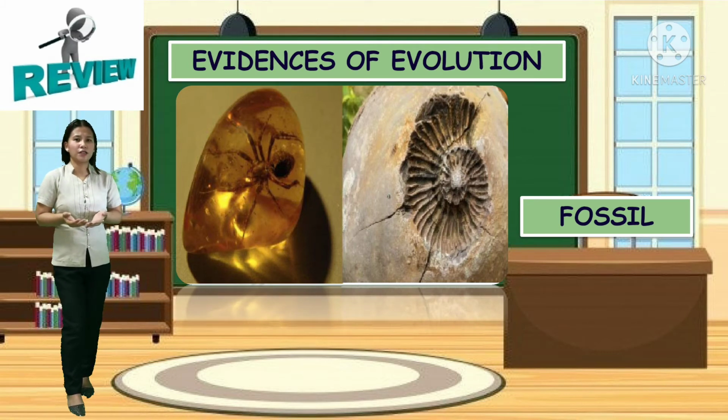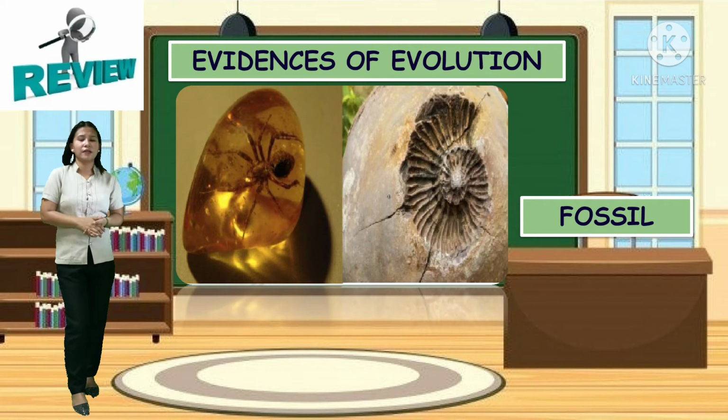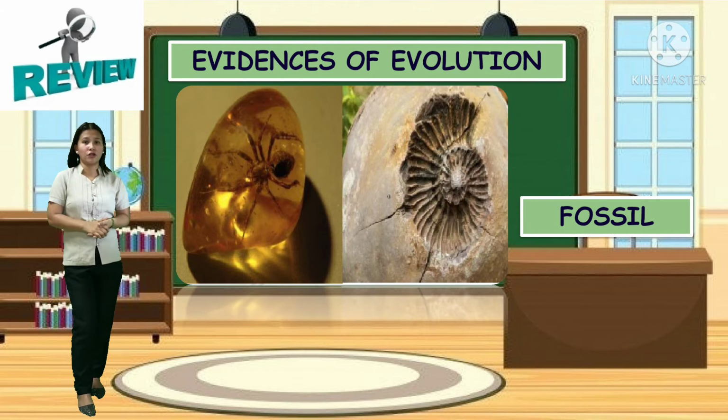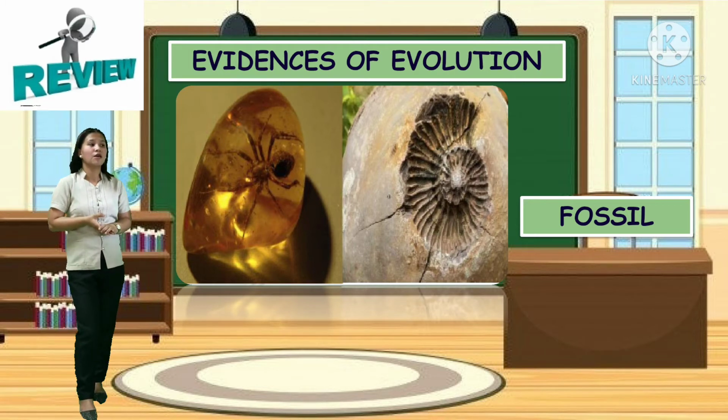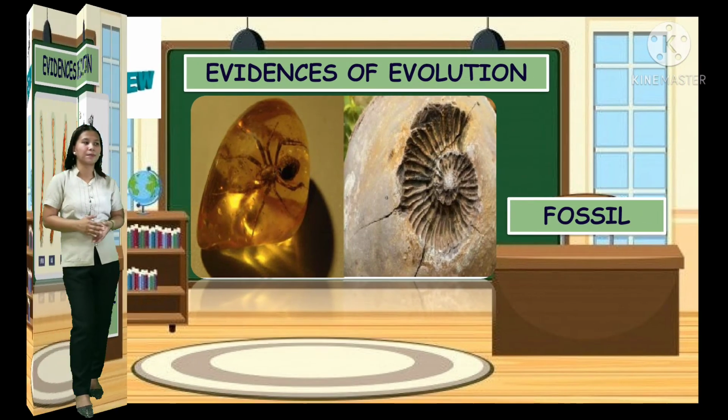Let's talk first about what we discussed last time. We talked about different evidences of evolution. The first one was fossils, which give us a picture of how organisms have changed over time.